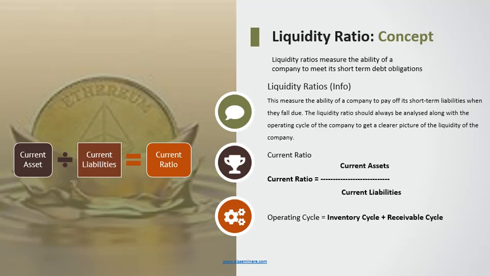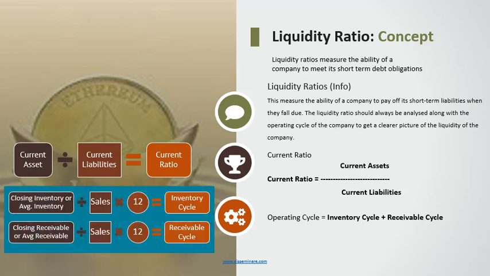Please note, inventory cycle is calculated as closing inventory, or average inventory amount, divided by sales multiplied by 12. Similarly, the receivable cycle is given by closing receivables, or average receivables, divided by sales multiplied by 12. We shall use the above ratios and analyze the working capital requirement of borrowers as part of the assessment process.